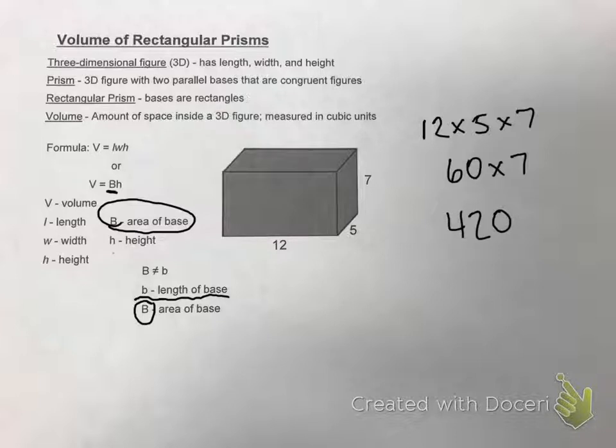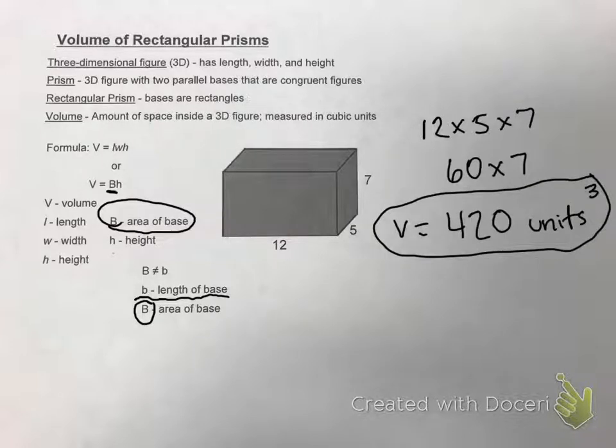Since we don't have any units of measurement, we're actually going to label it as units. And because we're talking about volume, which is a 3D shape, it's going to be an exponent of 3 there. Again, that doesn't mean that we're taking 420 and finding it to the third power. That's just how we label our answer. So our answer would be that the volume is 420 cubic units.